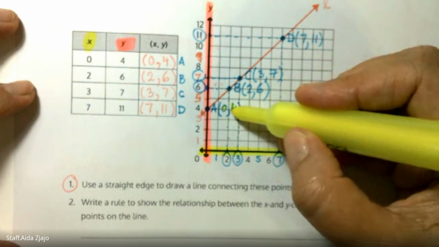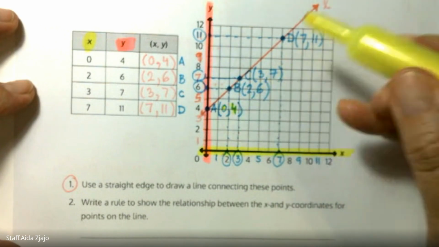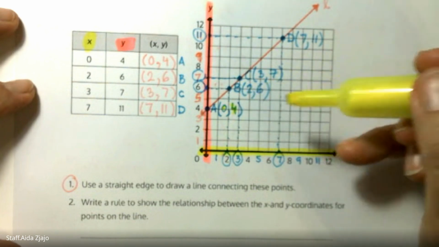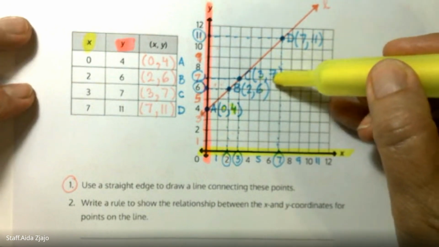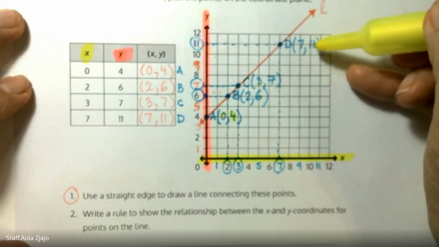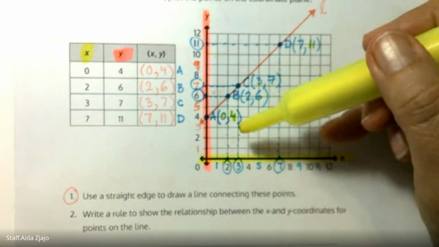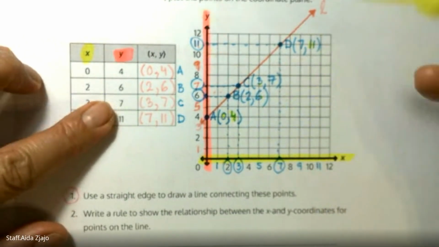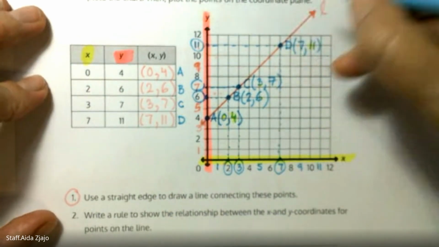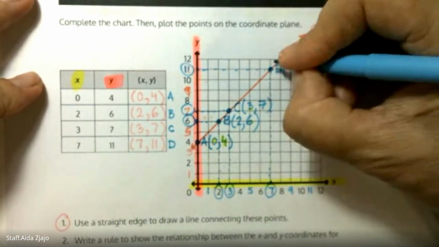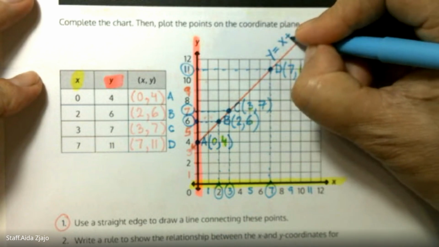So y looks like it's always 4 units more than x. So 2 plus 4 makes 6, 3 plus 4 makes 7, 7 plus 4 makes 11. So y is always x plus 4. So if I want to get y, I need to have x and then plus 4.